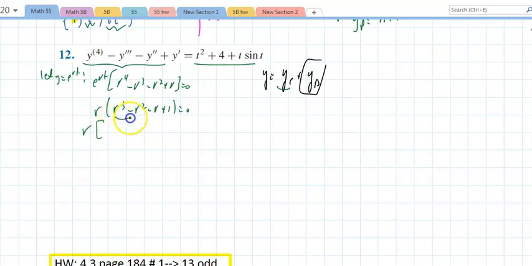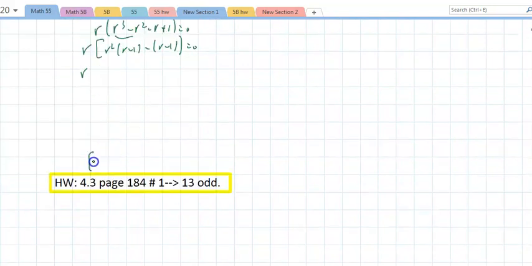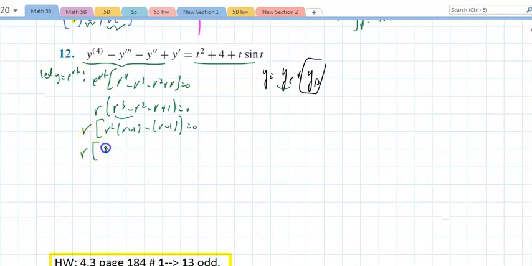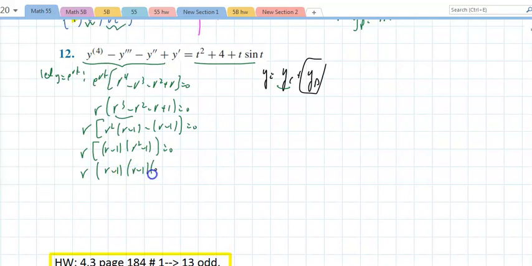I take grouping. This was very close to what we did in the beginning. Take r minus 1 out. Oh boy, I love it. There's a key I keep on hitting. I'm going to take r minus 1 out. That will leave me with r squared minus 1. So I have r minus 1 times r plus 1 equals 0. I have r equals 0, 1, and negative 1 with multiplicity 2. That means e to the 0, which is 1, e to the negative t, e to the t, and e to the t times t would be the complementary.